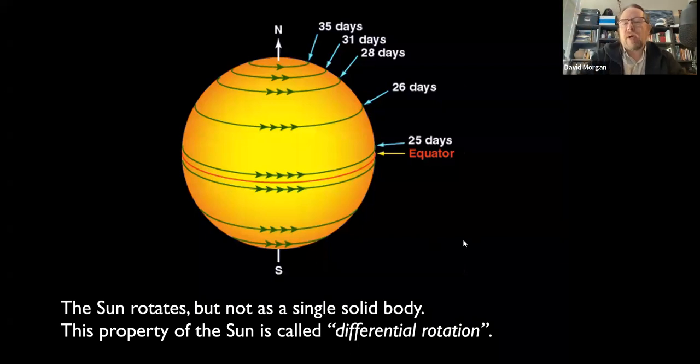So we've known for quite a while the sun is gaseous, or actually plasma. The gas is ionized, and it exhibits what we call differential rotation. It doesn't rotate as a rigid body.